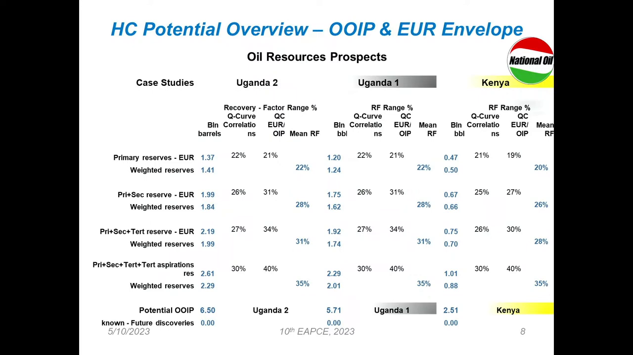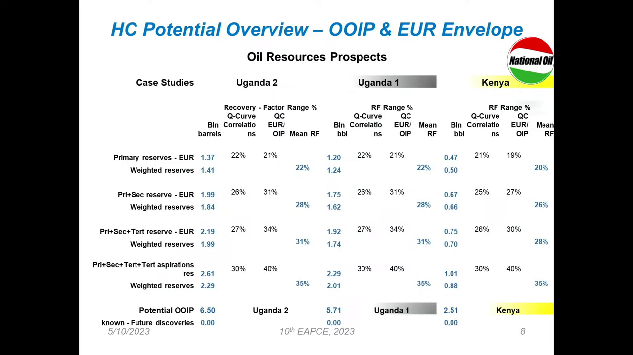And we go to tier 3, where we've got primary, secondary, and tertiary production. It even improves to 2 billion, and the corresponding recovery factor is 31 there. Then I talked of EOR aspirations. So that is tier 4. We have got primary, secondary, tertiary, and the aspirations. It even improves further to 2.2 billion barrels.